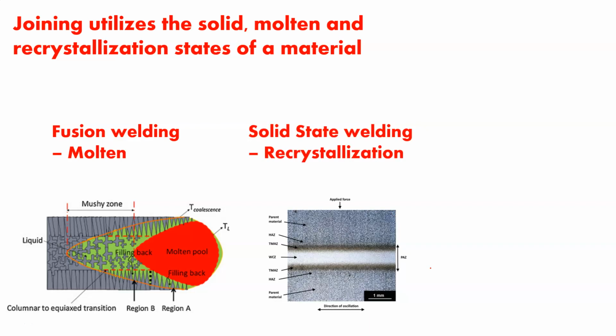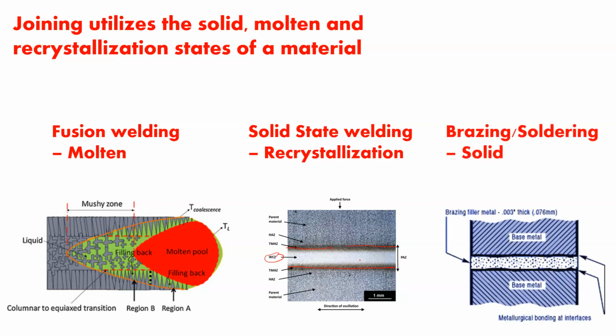You've got solid state welding, which goes only up to the recrystallization state. The material is joined in the recrystallization. So what you're looking at in this diagram is joined metal that is joined simply because it was recrystallized, and that's the weld center zone, WCZ. This metal was never brought to the molten state, yet it was still joined through the solid state welding process.